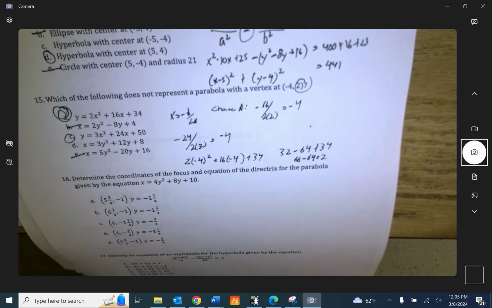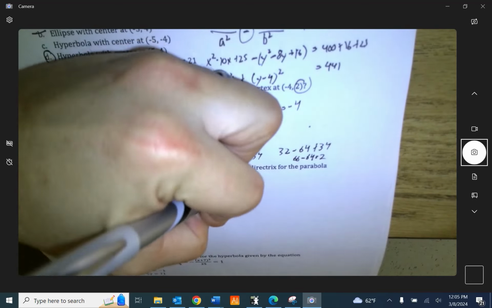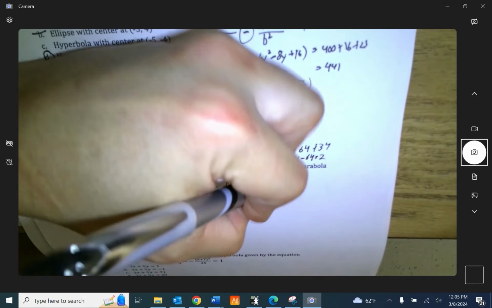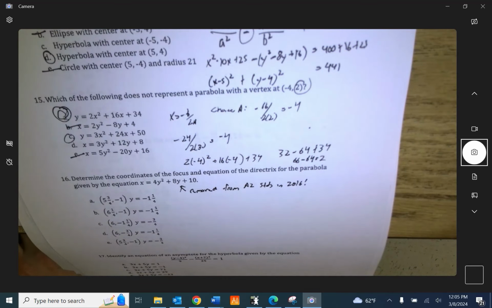Determine the coordinates of the focus and equation of the directrix for the parabola given by the equation x equals 4y squared plus 8y plus 10. Boy, it has been a minute since I've done these. It has been a long minute. This was removed from Algebra 2 standards in 2016. It hadn't been taught since 2016, and it's still floating around on some of this stuff. And you have never heard of those words, you don't know what they are, none of it.